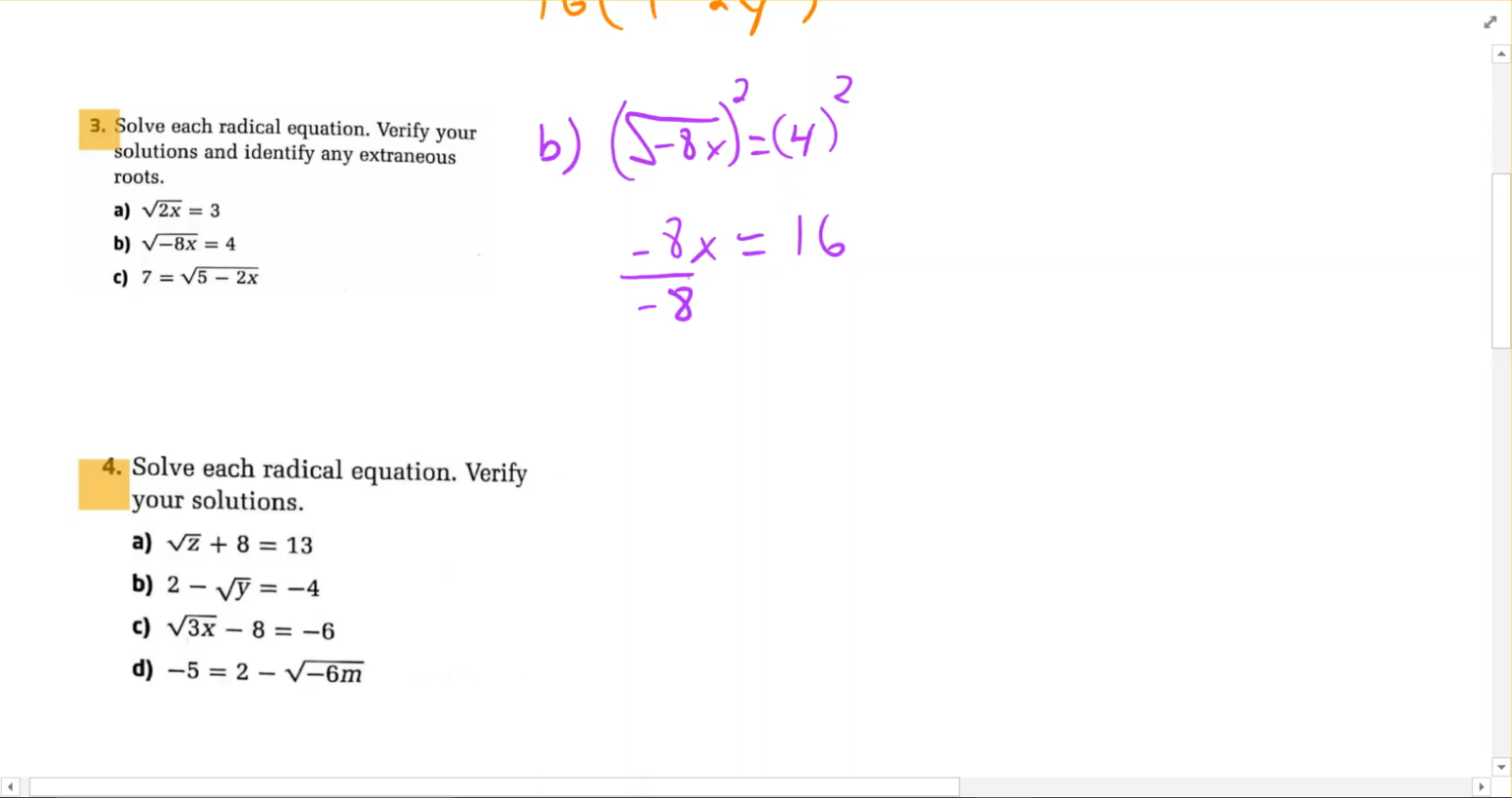I divided by negative 8 because you do the opposite of what's being done. Negative 8 was being multiplied by x. I'm going to divide by it instead. So negative 8 divided by negative 8 is 1, so it's pretty much gone. But you have to do the same to the other side. So divide by negative 8 on this side. So in that case, we get x is equal to negative 2.